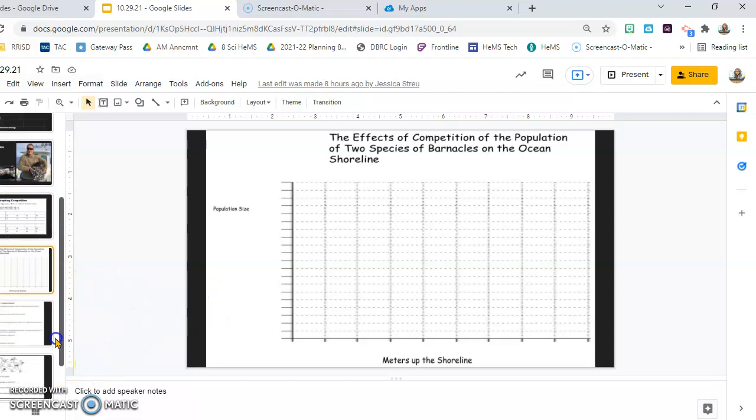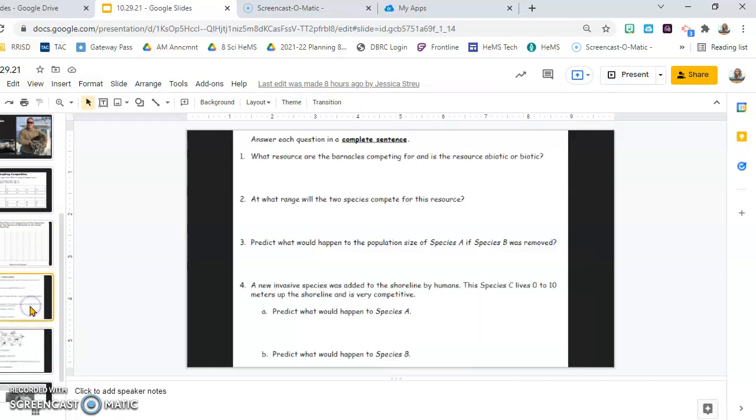Where the graphs overlap is, and these are some examples from the page, you're going to talk about how these barnacles compete for resources, and is the resource biotic or abiotic? And then you're going to talk about the range, so where that graph overlaps. Does it overlap between like 10 and 20 meters, or 15 and 25? But you're going to be specific and use the unit.